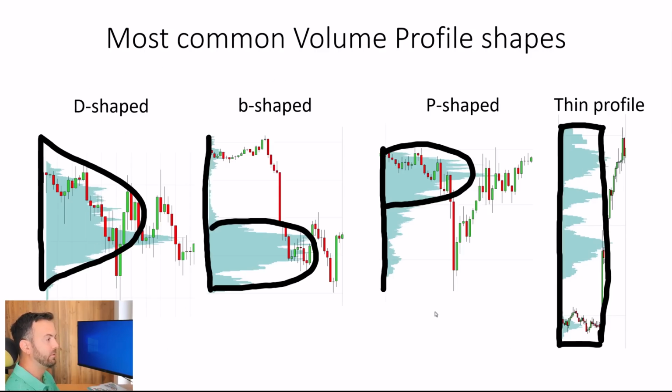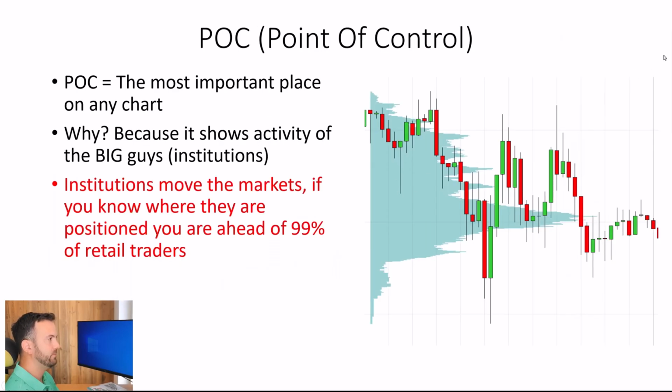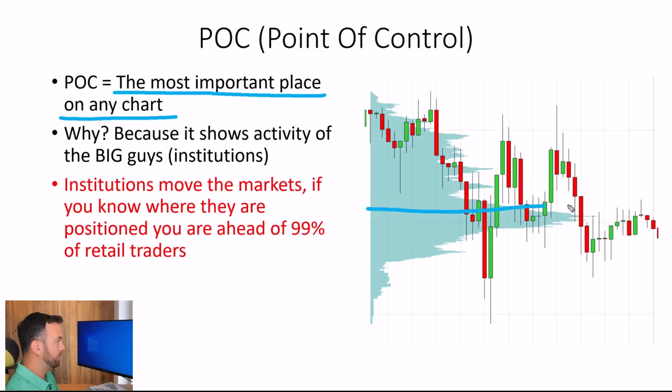And in each of those shapes, the point of control is the most important place. As I was saying, the point of control is the most important place on any chart. The reason is that through volume profile, we basically track the big trading institutions, right? The big guys who move and manipulate the markets. The point of control, the place where the heaviest volumes were traded, is where the big trading institutions were most active, where they placed most of their trades. So that's the most important place on the chart.